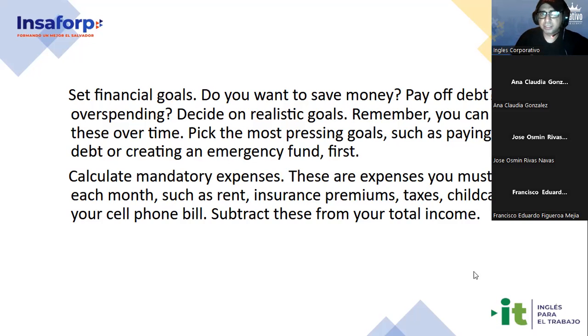So definitely, it doesn't matter what you want to do. If you want to save money, if you want to pay debts, if you want to travel, if you want to buy a house, you need to have a budget. Maybe not the money, but just the budget. You need to know how you're going to be paying for that.